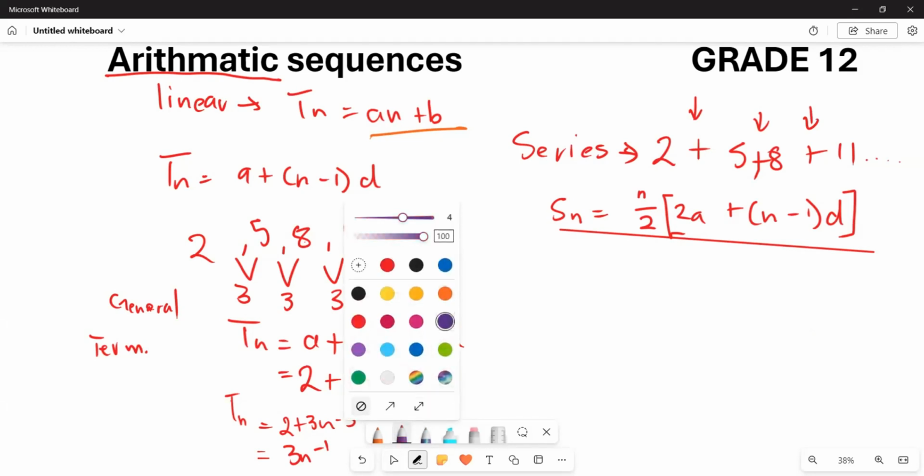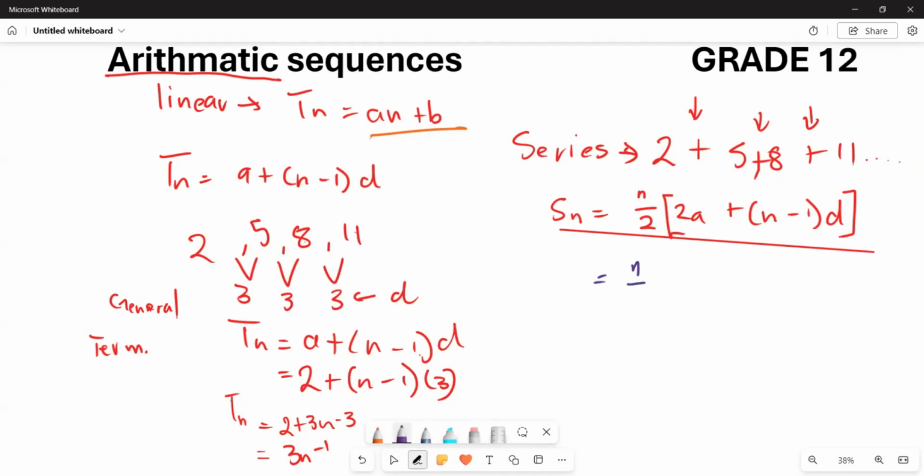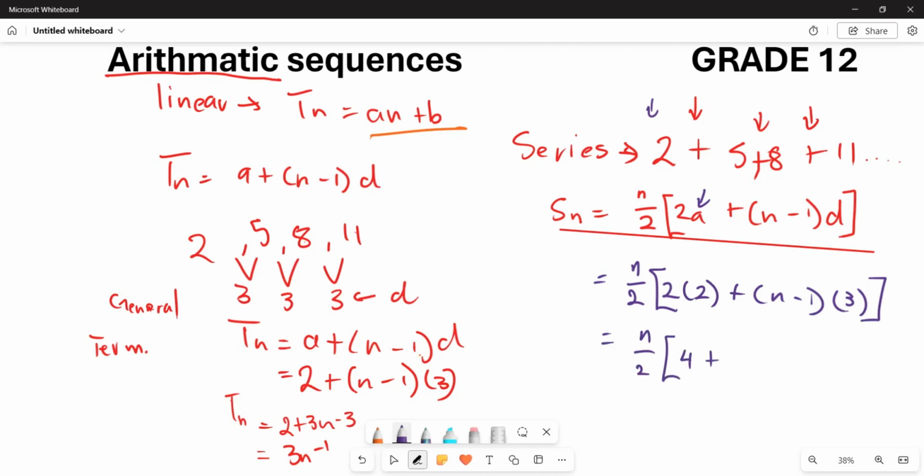Here you are going to have n over 2 open bracket 2a. Remember the a still represents your first term, which is 2. So this is the same as 2 times 2 plus n subtract 1, and the d still represents your difference, which is 3, right? Then you close this bracket. Now this is the same as n over 2 open bracket 4 plus 3n subtract 3.